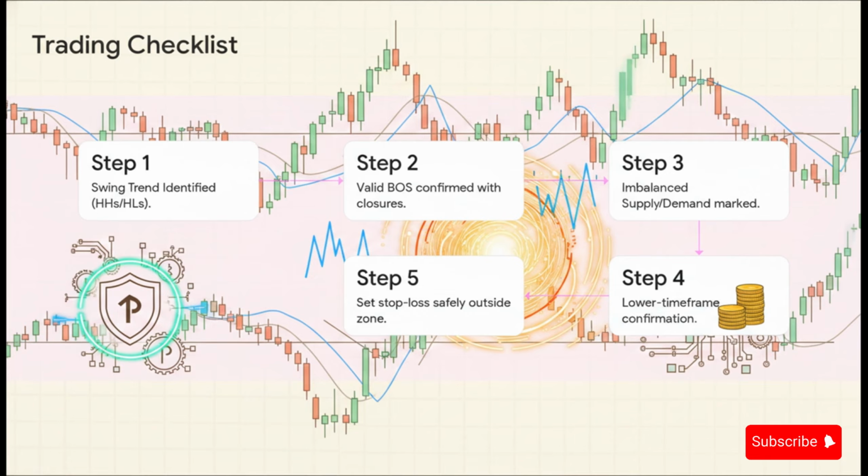3. Have you marked an imbalanced zone? 4. Do you have your lower time frame confirmation? And 5. Is your stop loss placed safely outside that zone? Following this eliminates retail emotion completely.